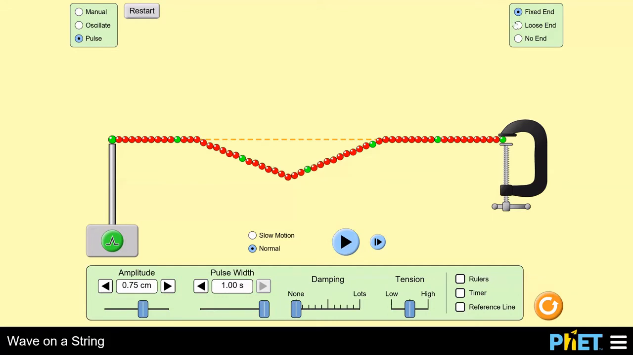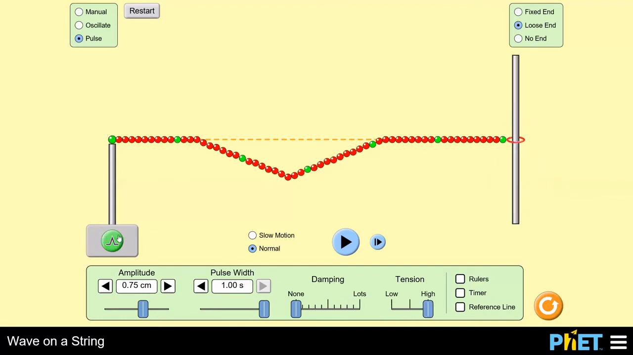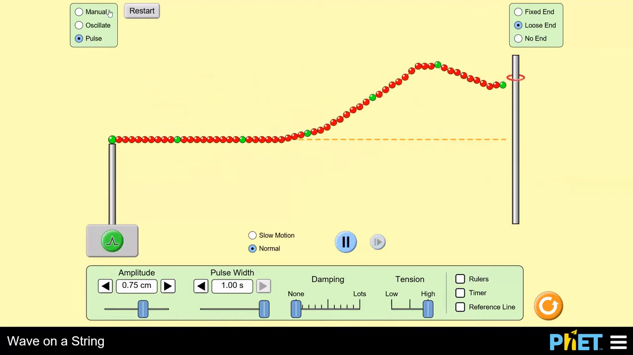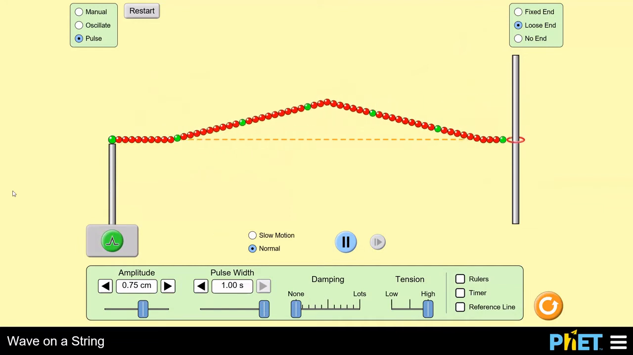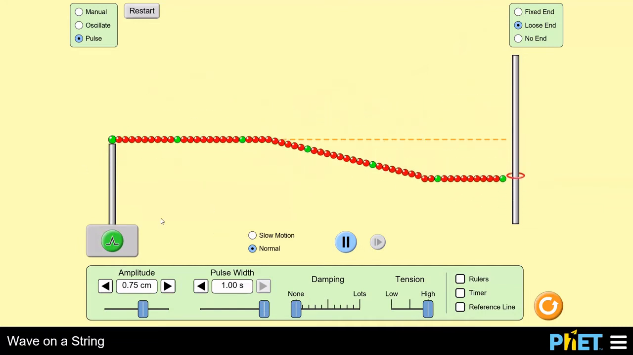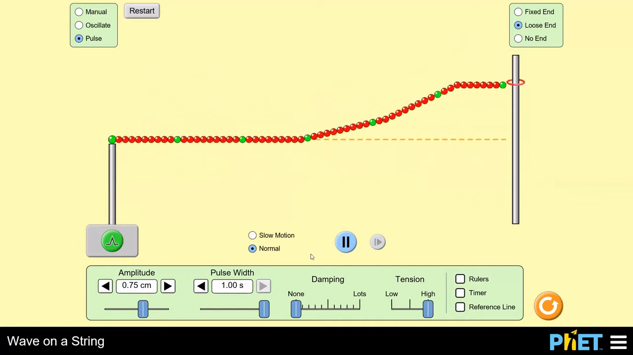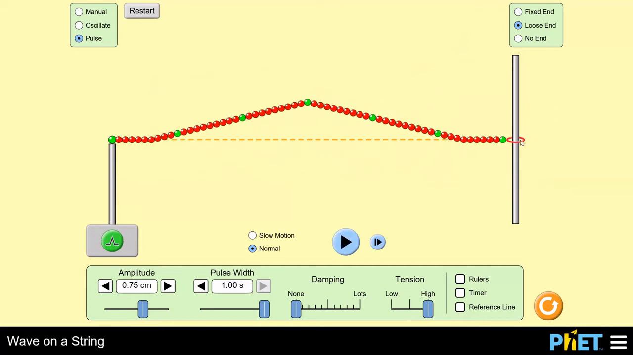Now, if we change the boundary condition, if we allow the bead on the right end to move freely, watch what happens to that pulse. And I'll increase the tension a bit here. Okay, so instead of being fixed at the end, it's just attached to this ring, which is free to slide up and down that rod at the right, and there's no inversion upon reflection.